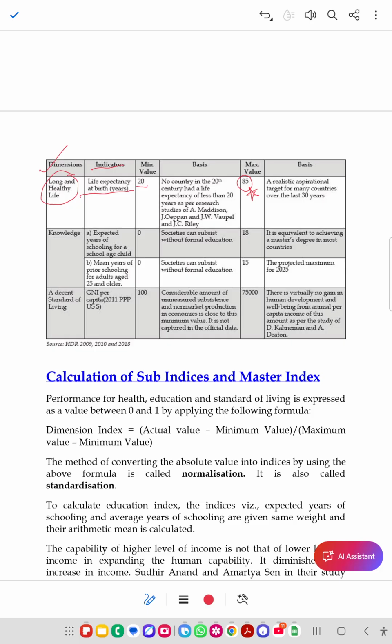J. Open, J.W. Wanpal and J.C. Riley. Okay, that is not much important. But this reason is important because in the 20th century no country had a life expectancy less than 20 years. The basis for the maximum is a realistic aspirational target for many countries over the last 30 years.